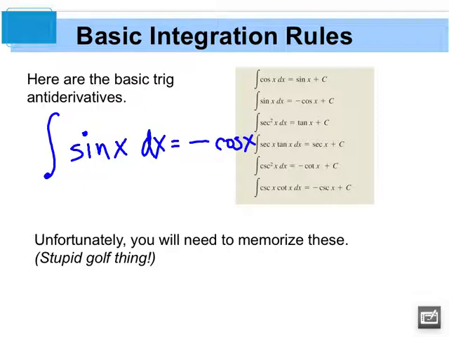What's the matter? You are such a baby. Wait, but what about the cotangent? I don't have a stupid golf thing for the cotangent, or for the cosecant. Nope.